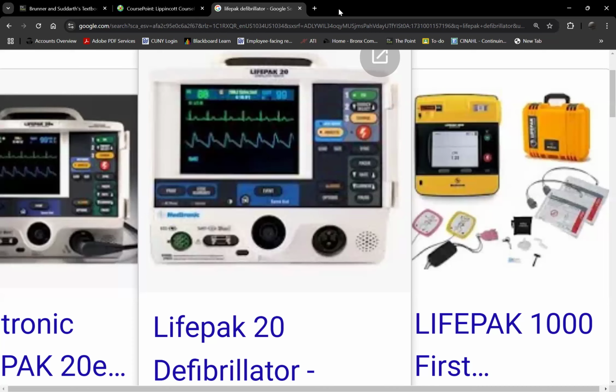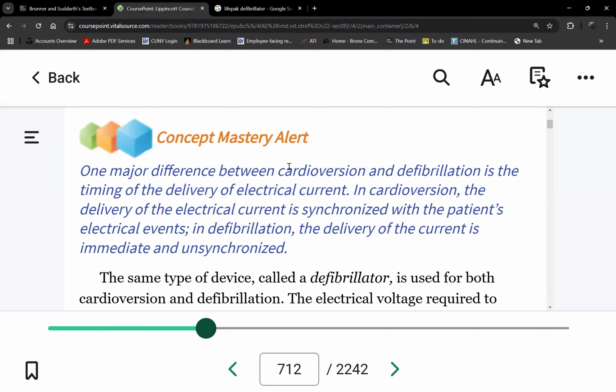Make sure whatever you do, turn on the synchronize button. Turn on the synchronize button. So on the NCLEX, if the question is what do you do before cardioversion, turn that synchronize button on. When it's on, it becomes a cardioverter. What's the difference? It will synchronize with the patient's rhythm first. It will analyze the patient's rhythm and then time the electrical shock at the peak of an R wave.